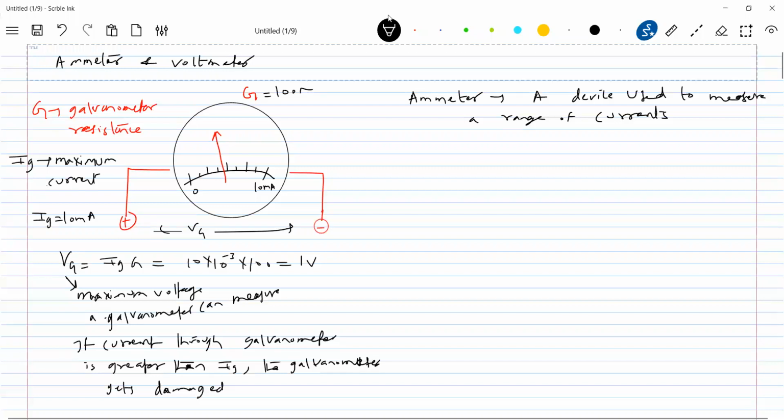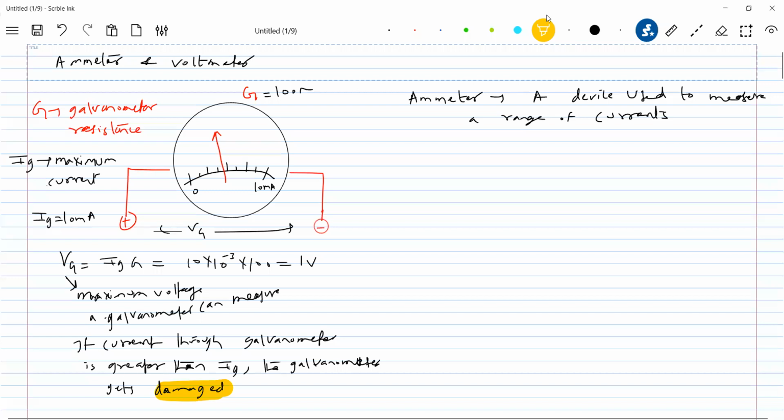Inside the galvanometer, the spring will get damaged, and the total equipment will get damaged here. So that's why this is a precaution we have to take. The current through the galvanometer should never cross, should never even touch this Ig. It should be slightly less than Ig, 10 milliampere, say 9.9 milliampere. This is a precaution we have to take whenever we are using the galvanometer.